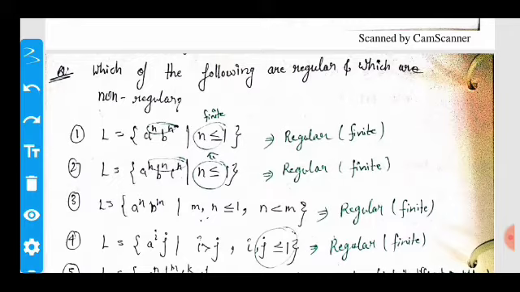L equal to a to power of n, b to power of m such that n comma m is less than equal to 1 and n is less than m. So it is also a finite language, and here the power of a and b is also different, so we say that it is a regular language. Now move on to the next question.